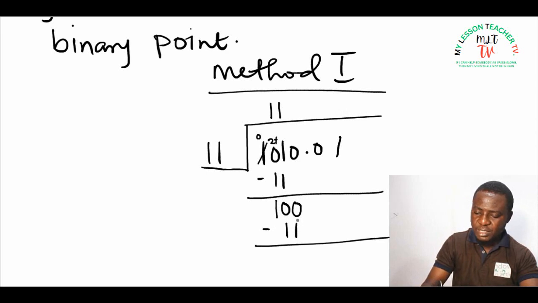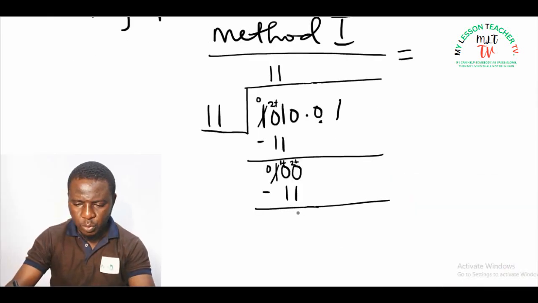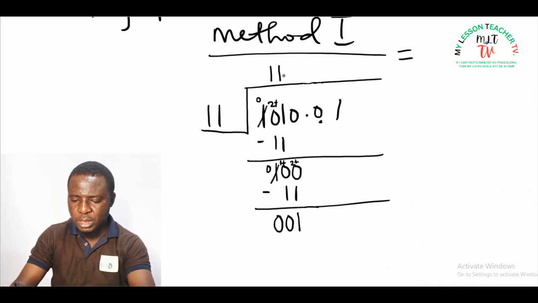Find the difference. This becomes 0 minus 1, it cannot, and you borrow, so this becomes 2. When you borrow 1 from 2, you are left with 1. So 2 minus 1 is 1. 1 minus 1 is 0. 1 minus 1 is 0, minus 0 is 0. Okay, we are done with the whole number part.